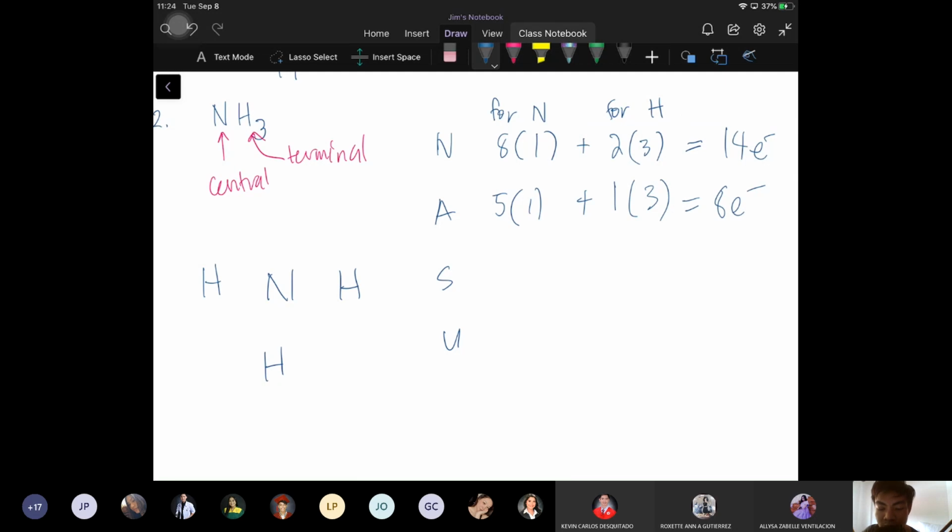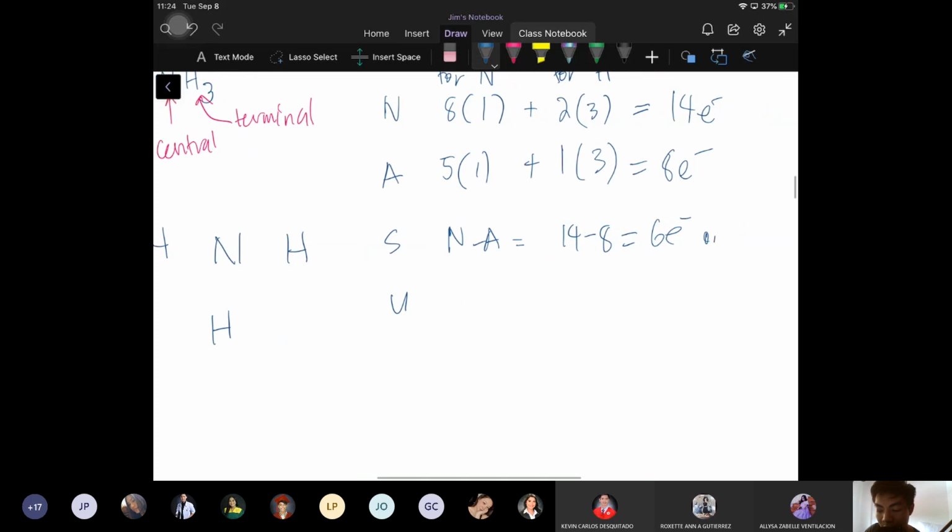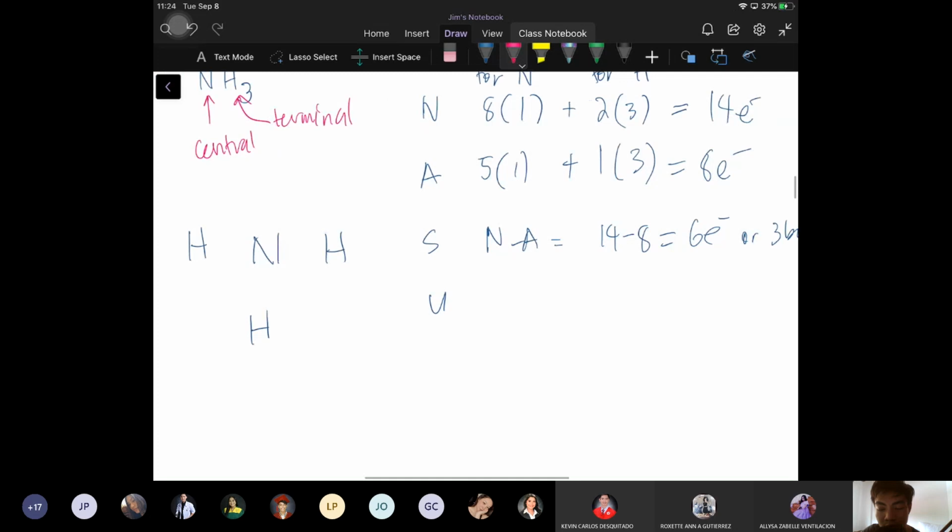To solve for the shared electrons, what do we do? N minus A. So, that's 14 minus 8 equals 6 electrons, or how many bonds? 3 bonds. So, we have three bonds. So, we can now attach our terminal atoms to the central: 1, 2, 3.